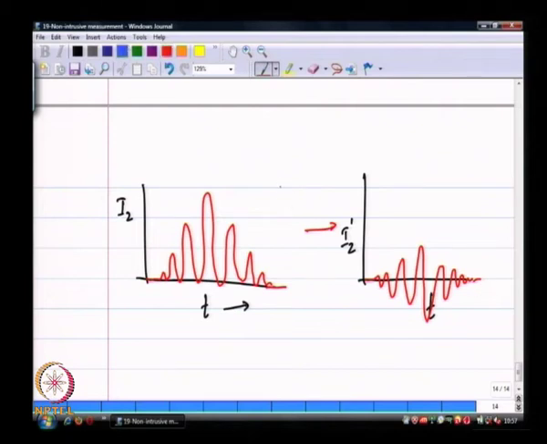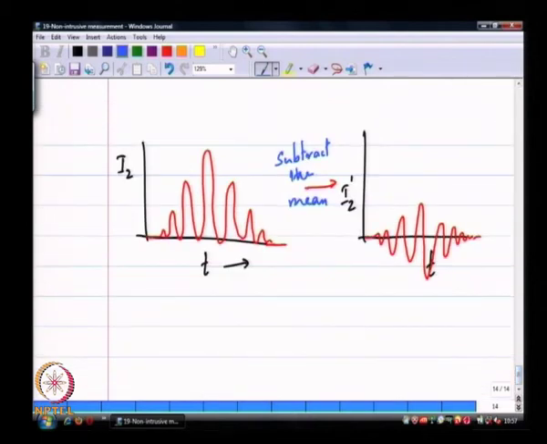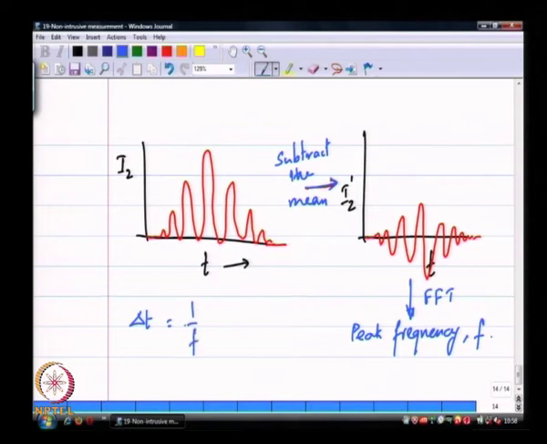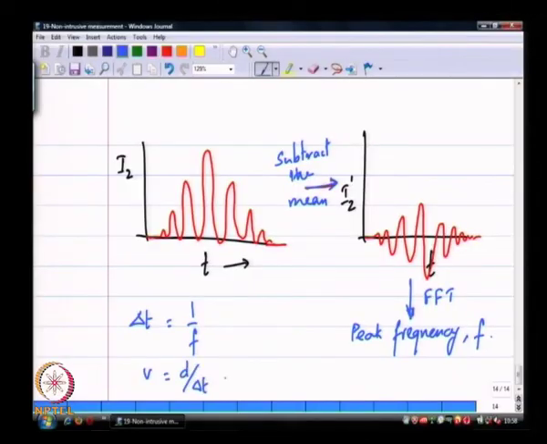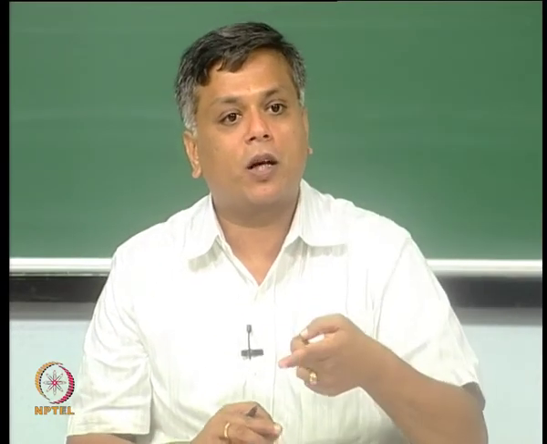Now, let me write down the different steps. The first part is where you subtract the mean. The second part is where you do an FFT of it, and in the FFT you get the peak frequency. Let us call this F. Delta T is then simply 1 over F. If I get the peak frequency, 1 over that frequency gives me delta T, and the velocity of that particle is d over delta T, or d times F, d being the fringe spacing. So, this is a point-wise, particle-wise measurement system. I get a velocity measurement of every particle passing through the probe volume.